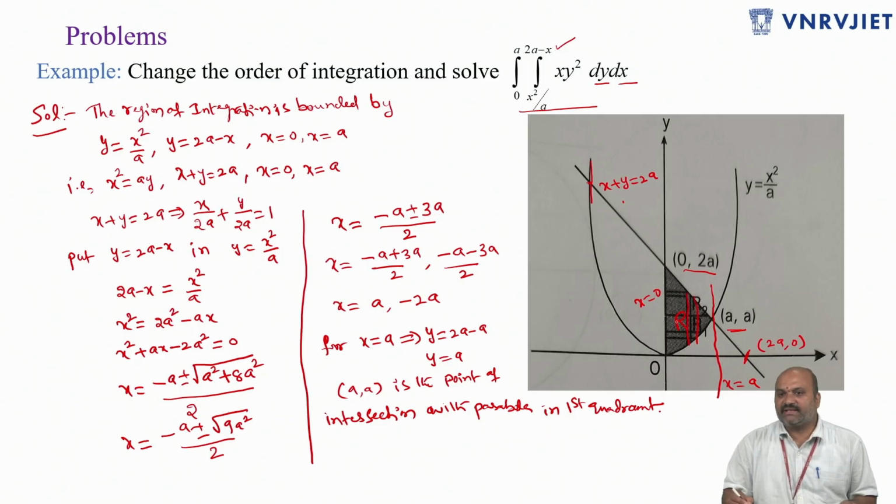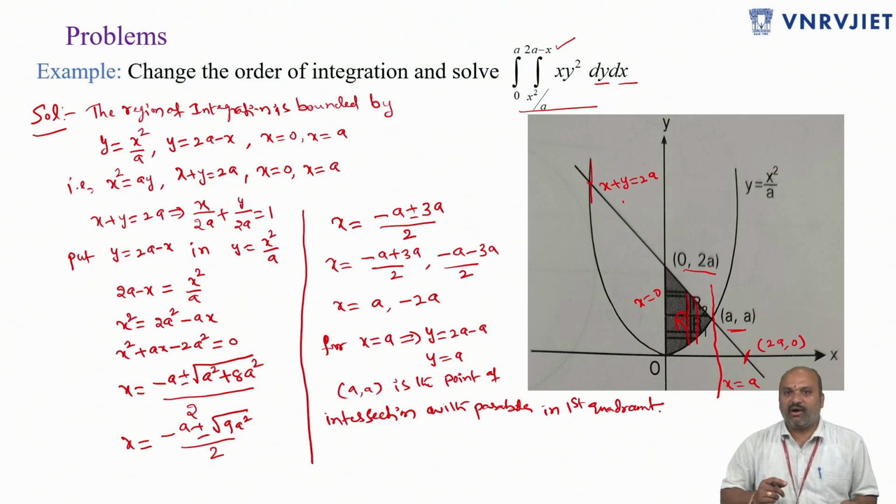To cover this region, this strip has to slide from the line x equals 0 to x equals a, to cover the entire region of integration. That's why those are the outer integral limits. So these are the original limits. Our interest here is to change the order and evaluate the integral.